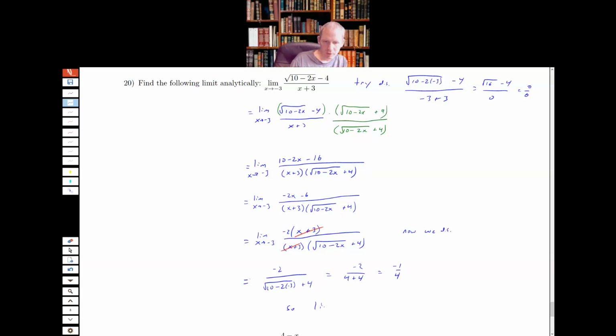So the limit as x approaches negative 3 of the square root of 10 minus 2x, minus 4, all over x plus 3 is equal to negative 1/4.